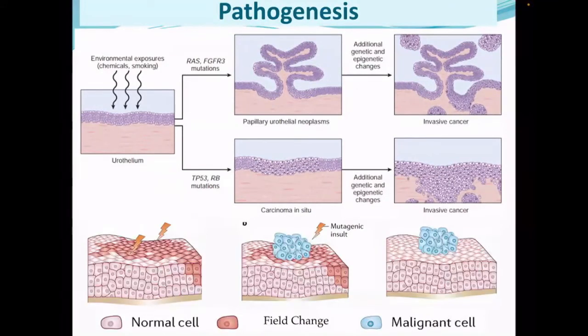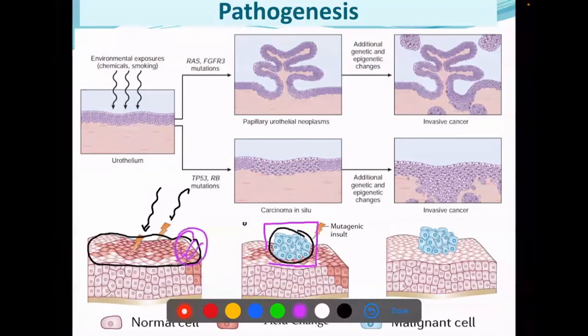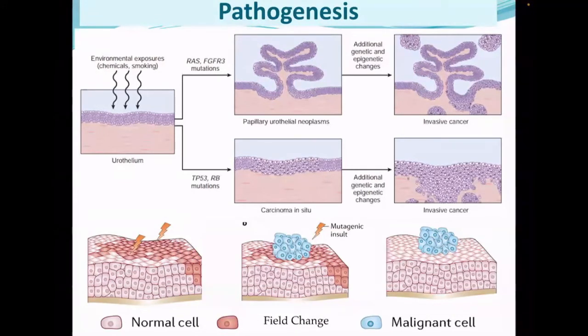And let me explain one more thing. Whenever these chemicals irritate the bladder mucosa, it irritates the entire bladder mucosa, not only one place, but the mutation occurs at a part of the mucosa and the cancer arises from one part. And if you do a surgery of this part, still from the remaining part, the cancer may arise. That's why these are very notorious for recurrence.